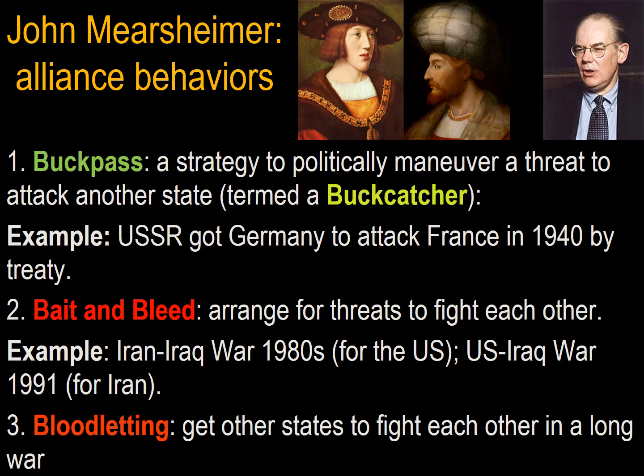The second technique is the bait and the bleed. This is to arrange for threats to fight each other. A classic example here is the Iran-Iraq War. There was evidence that the United States had provided satellite information of the Iranian military to the Iraqis, and the US thereby encouraged Iraq to get into a long war with Iran so that the Iraqis would bear the burden of having to absorb all the revolutionary energy from Iran.